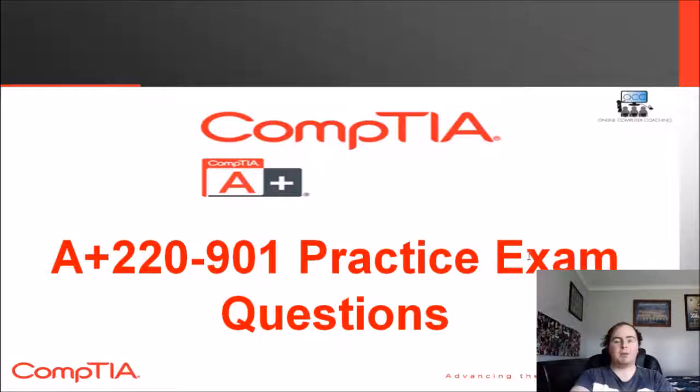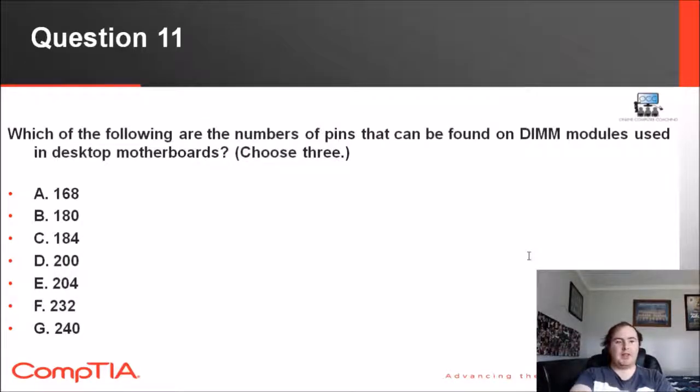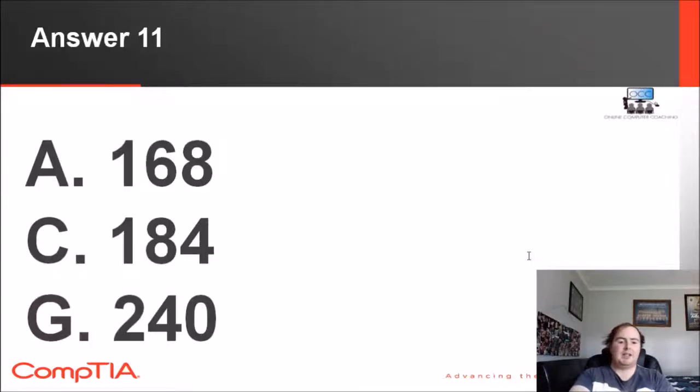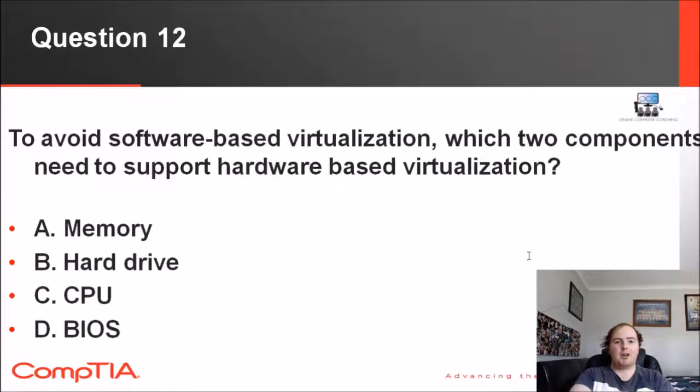Second lot of motherboard CPU questions, and we'll get stuck into the first one. Question 11, which of the following are the number of pins that can be found on DIMM modules used in desktop motherboards? Choose 3. So we got a number of options here. I'm pretty much just going to read out what they are. It's A, C, and G. And obviously G is more so modern, being like DDR2, DDR3, and the like of those.